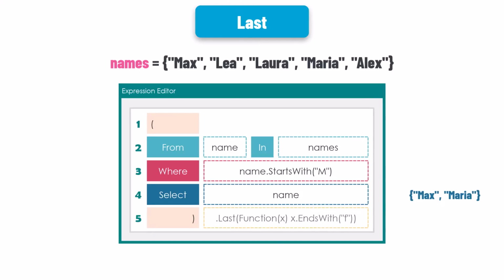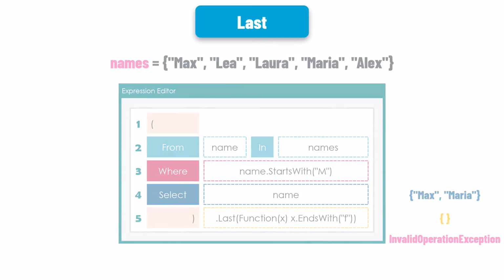Suppose I have another condition to get only the names, that end with letter F. The result of the expression is an empty sequence. In this case, an invalid operation exception will be thrown, because the sequence is empty. So, using both overloads of the Last method I will get the last element, if the sequence contains elements, else an exception will be thrown. That's all about the Last method.